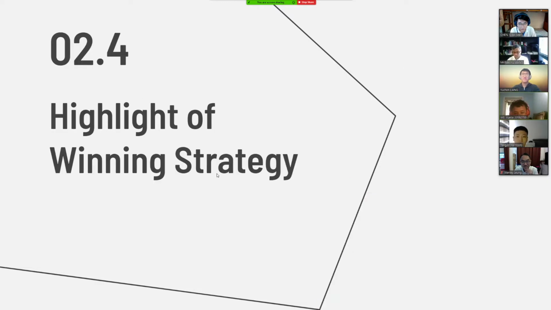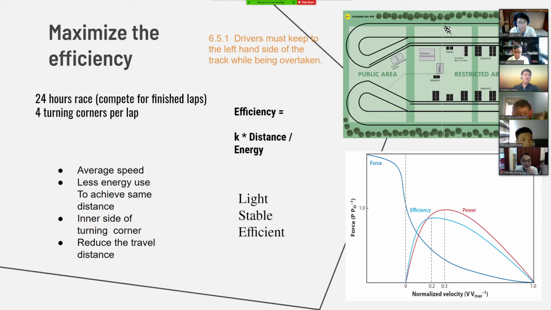Next, please. Our winning strategy is simple and useful: maximize the efficiency. It's a 24-hour race which competes for the finish laps, so it's like a marathon, a long-term race. Efficiency is affected by distance and energy input. Our strategy is to use energy wisely to pass more distance in the corner and during overtaking. For energy use, we will take advantage of our transmission system to approach high efficiency, which will be discussed in the later section. And we will move to subsystems.